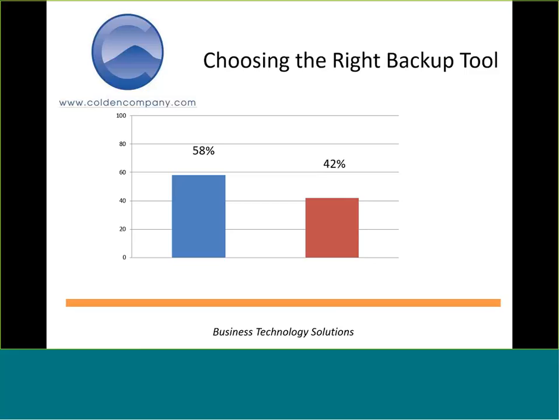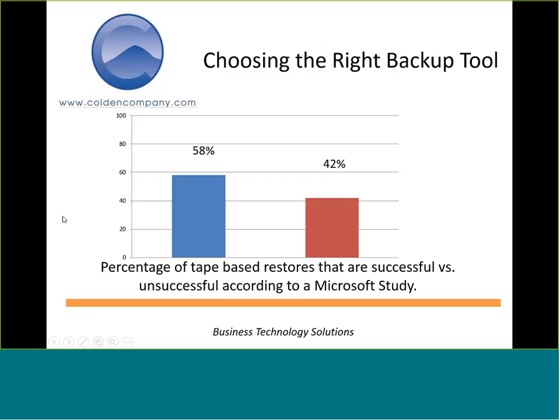Now the next slide here, we've got 58% on blue and 42%. So this one is a little bit closer to 50-50. The Coke Pepsi, which I guess I would suspect would be pretty much a 50-50 split. This one's even closer to that, where we've got 58% on one side, 42 on the other. What is this? It's the percentage of tape-based restores that are successful versus unsuccessful according to a study from Microsoft.